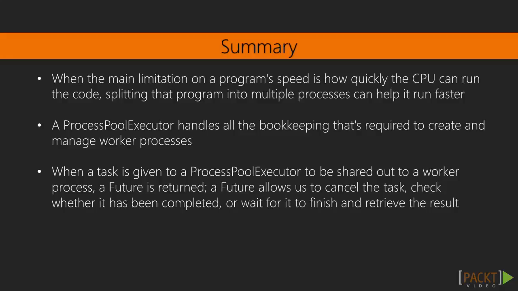A process pool executor handles all the bookkeeping that's required to create and manage worker processes. When a task is given to a process pool executor to be shared out to a worker process, a future is returned. A future allows us to cancel the task, to check whether it has been completed, or to wait for it to finish and retrieve the result.